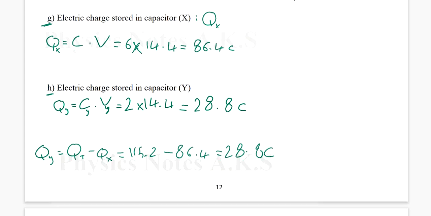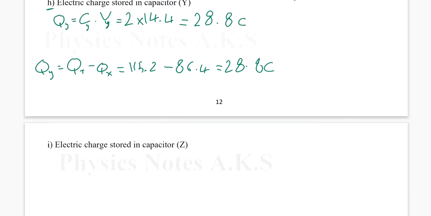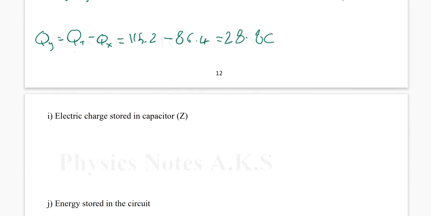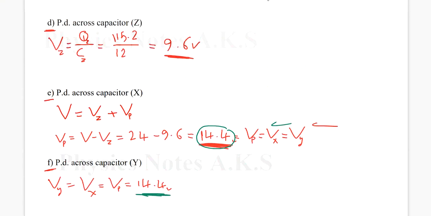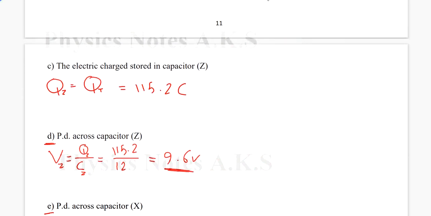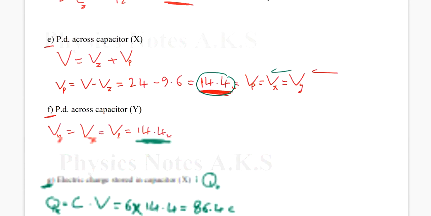Okay, this is H. Do we have? Oh, yes, we have here the I. They want the electric charge stored in Z. Basically, this question is the same as C. We did this already. Let me go back to part C, A, B, C. Yeah, we just did that before. It's a repeated question. Now, energy stored in the circuit. They need the energy stored in the circuit.